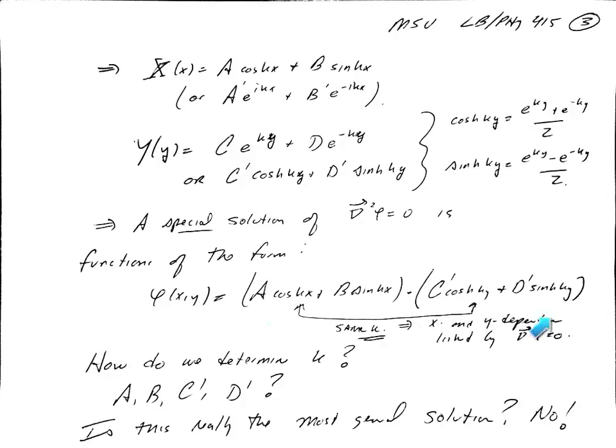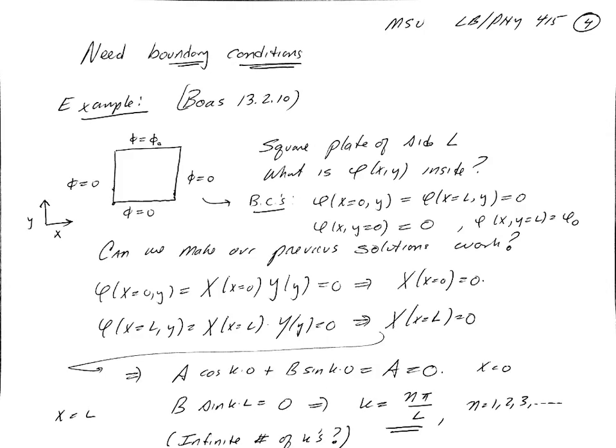In fact, because it's a linear equation, we can take an arbitrary sum of functions of this form and still get a solution. So how do we determine these unknown constants, k, a, b, c, and d? The way we do that is to impose boundary conditions. So it's useful to think about a physical situation.